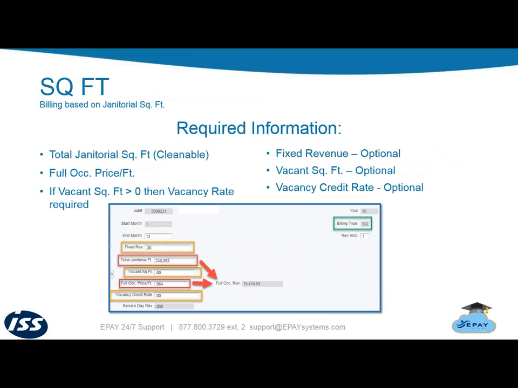So square footage jobs, billing based on the janitorial square footage. There are two required fields in JDE. Those being, of course, the total janitorial square footage, the cleanable, as well as the full occupancy price per foot.